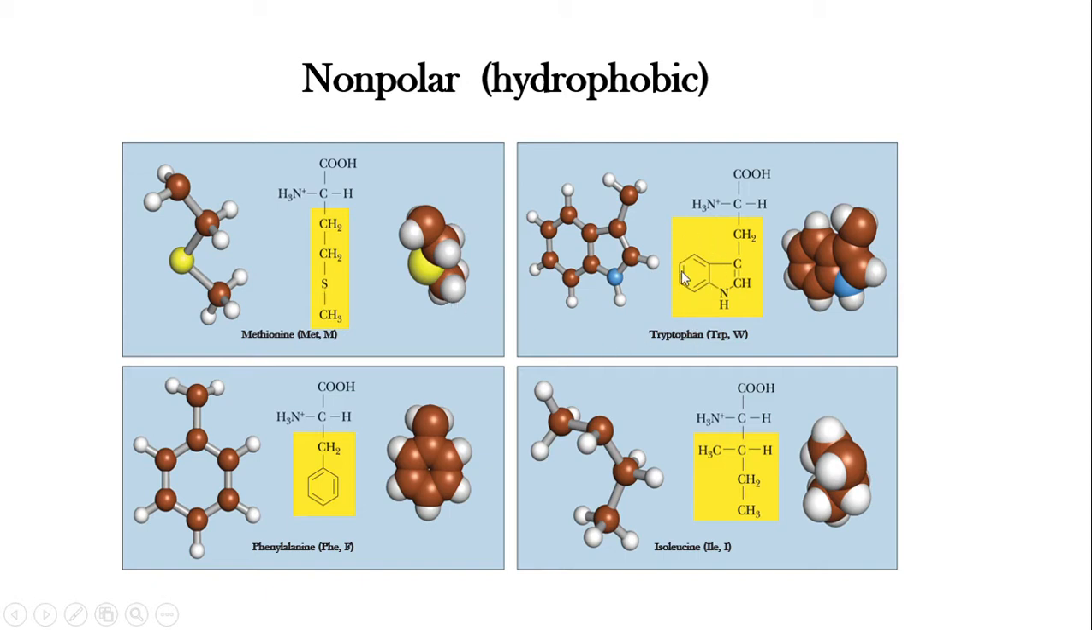Tryptophan. This is aromatic. We have that benzene ring. Here is our carboxyl group, our amino group, and the side chain for tryptophan. Phenylalanine, also aromatic, with that benzene ring as part of its side chain, and isoleucine.